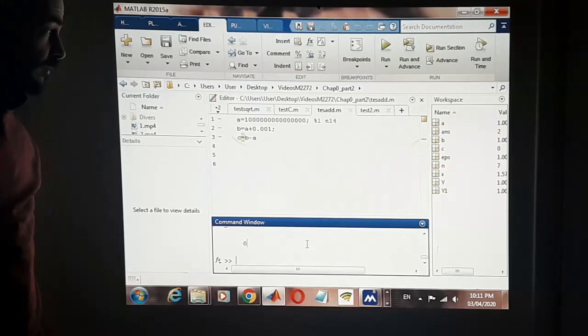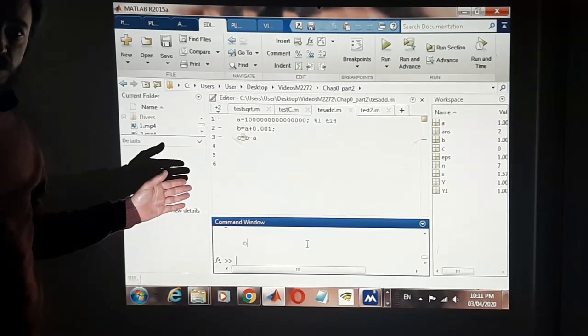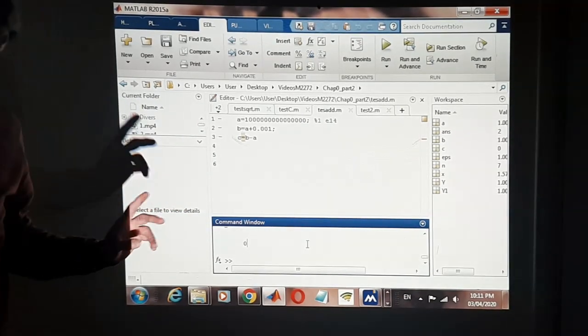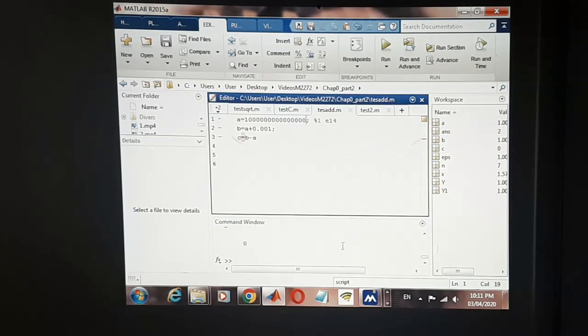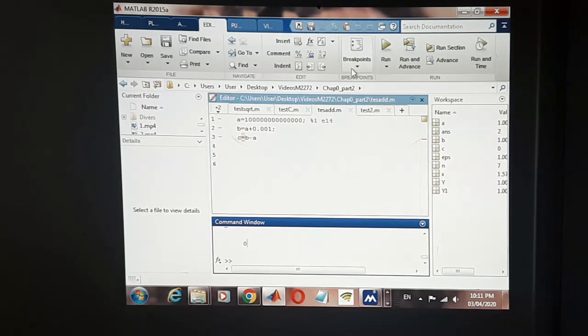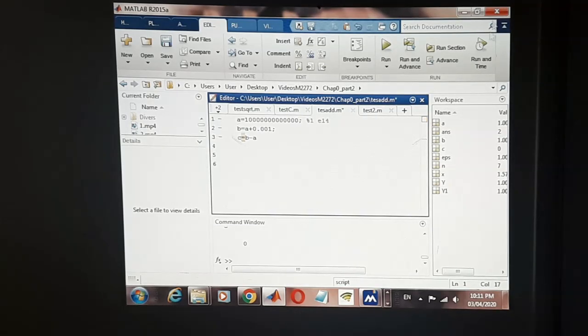Strange, right? You may think there's a problem with MATLAB. No, my MATLAB works very well. Now I will delete one 0 and see what happens here. Still got 0. I will delete another 0. I get 0.002.